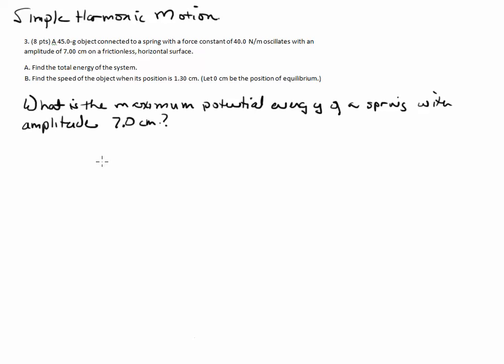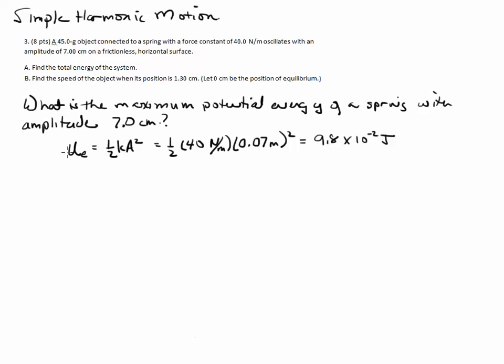What is the maximum potential energy of a spring with amplitude 7 centimeters? Speaking, of course, of this spring, how do you calculate that maximum potential energy? Of course, the maximum potential energy is 1/2 Ka squared, where it reaches the maximum amplitude, and that's given by A. And we're told that that's 7 centimeters. So we can calculate what our maximum potential energy is, and it is 9.8 times 10 to the minus 2 joule.